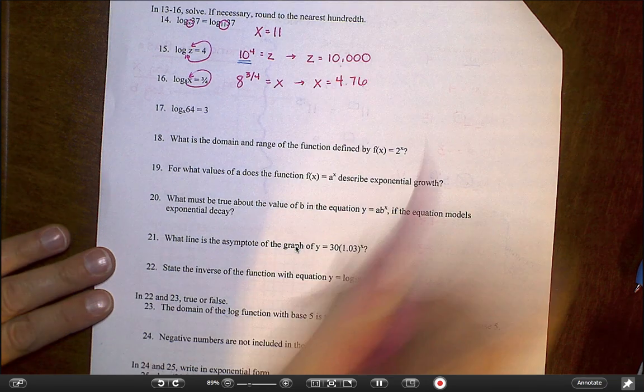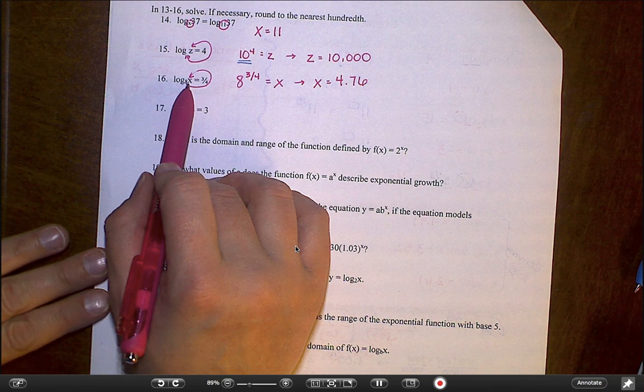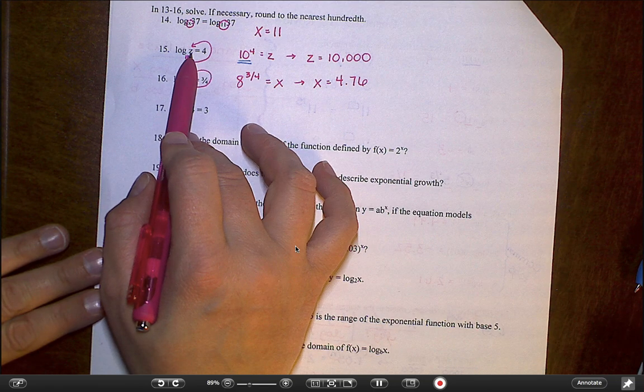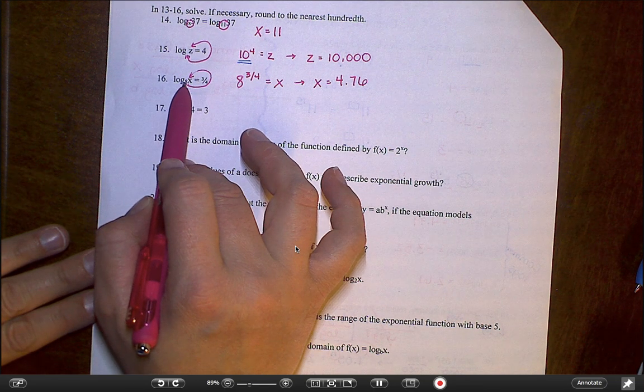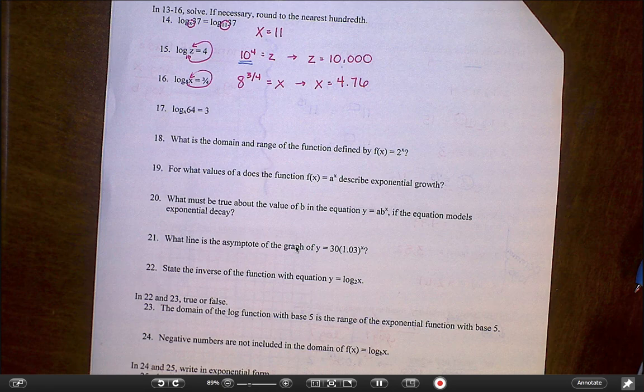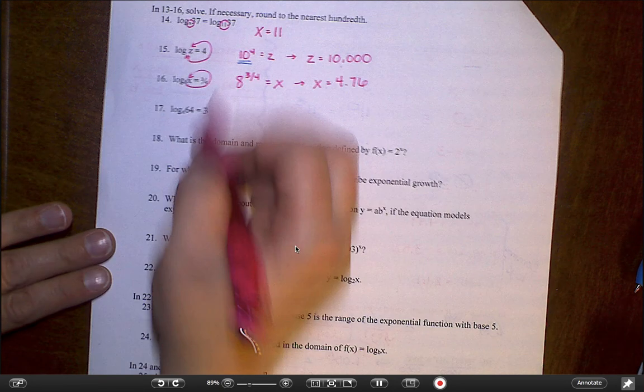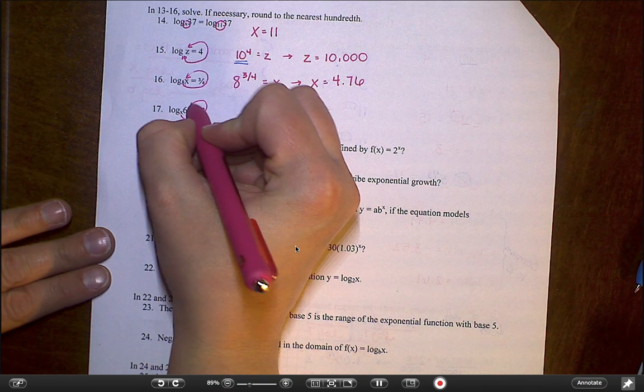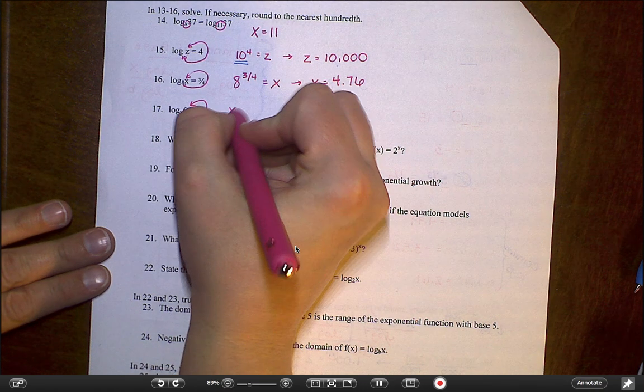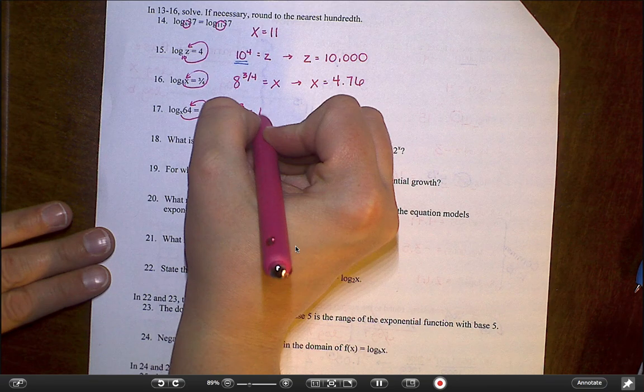So 15 and 16 are similar because the variable is in the same position for both of them, right? The variable is here. So after you do your exponential form, that's just your answer. 17 is a little bit different, but we're still going to start it the same way. I'm still going to turn this around to exponential form, and that's going to give me x to the 3rd power equals 64.